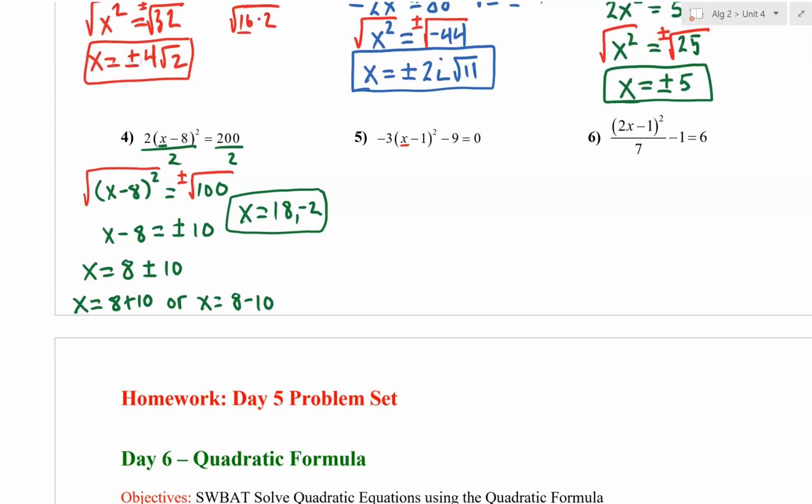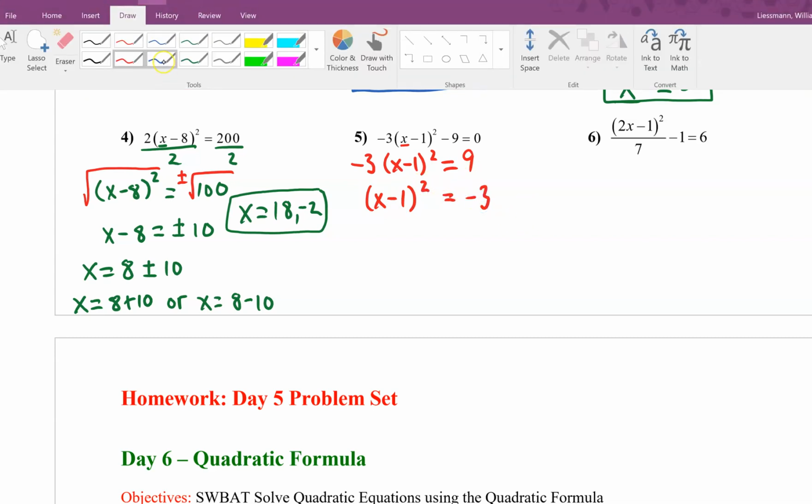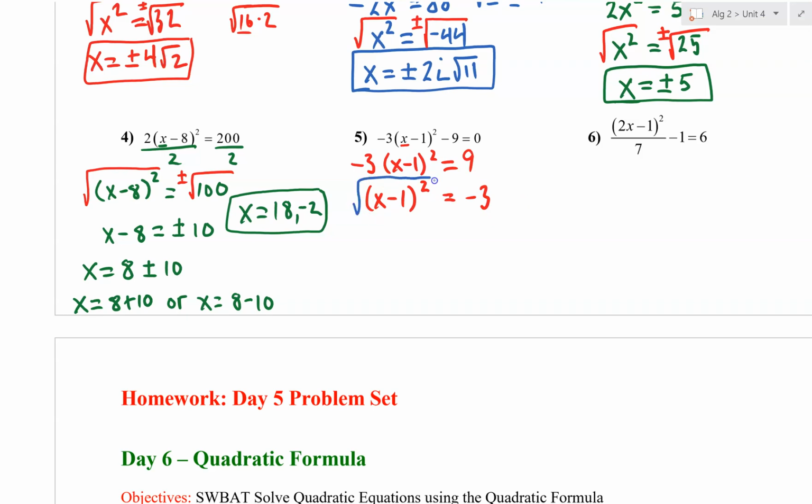This next one, same idea. I want to get the x by itself, so I've got to move everything away from there. First thing I'm going to do, I'm going to add 9. Then I'm going to divide by negative 3. Once you divide by negative 3, you're going to get something that says this. And then you want to take the square root of both sides, making sure you have a plus minus on this one.